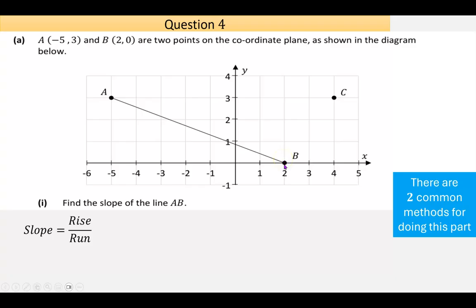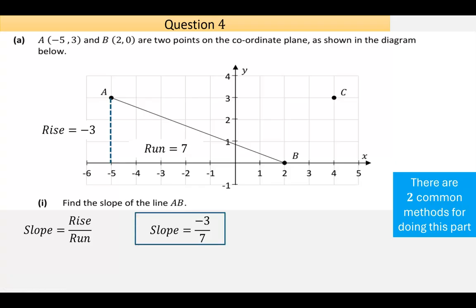Now, if we know what the rise is, it's a negative rise, so it's going down by 3, and it's going across by 7. So the rise is -3, the run is 7. That's our answer. Now, the other method you could use here is the more classic method, which is the slope formula.